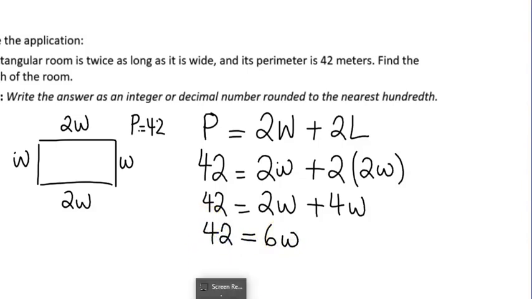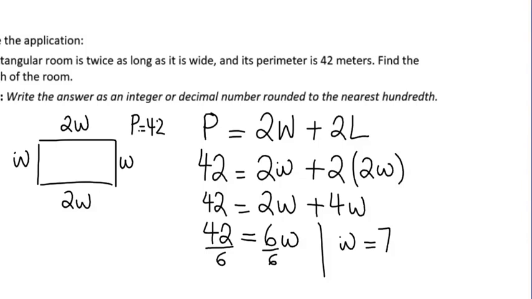Now what do I do to find W? Divide by 6. Then my W is what? 42 divided by 6? 7. So the width now is 7 feet. If the width is 7 feet, how much is the length? 14. The question is what? The width or the length?